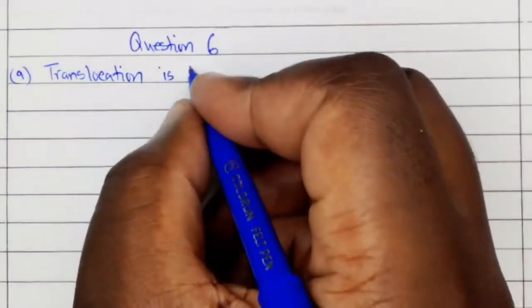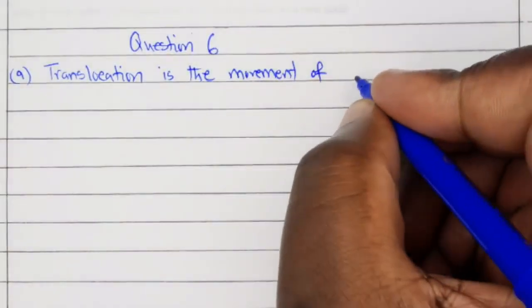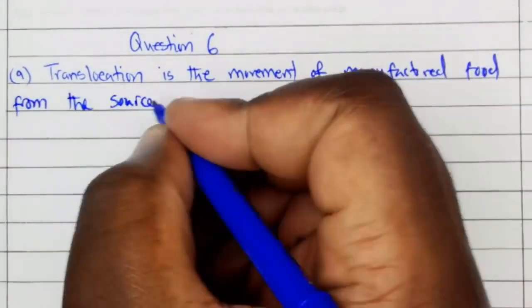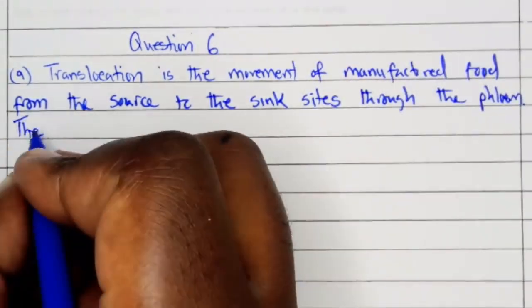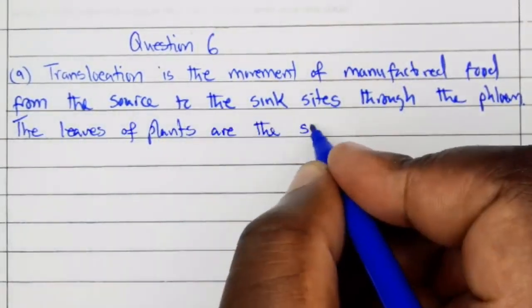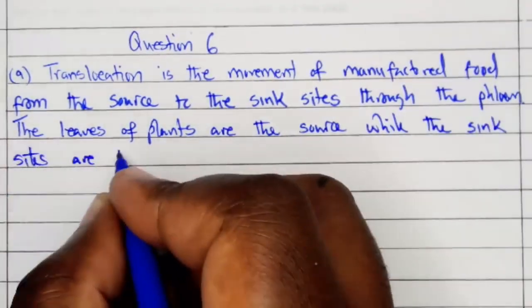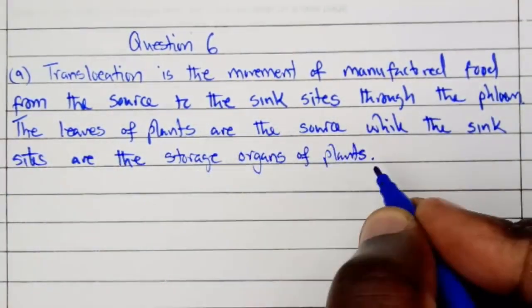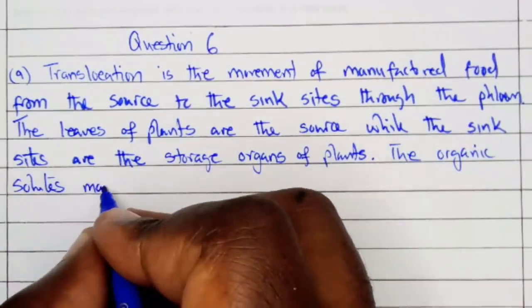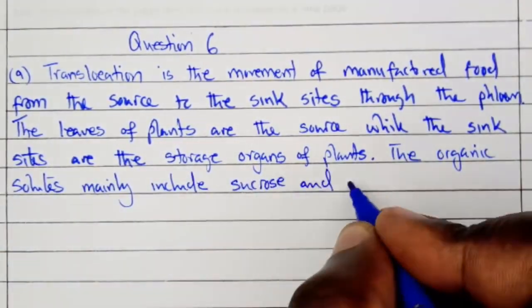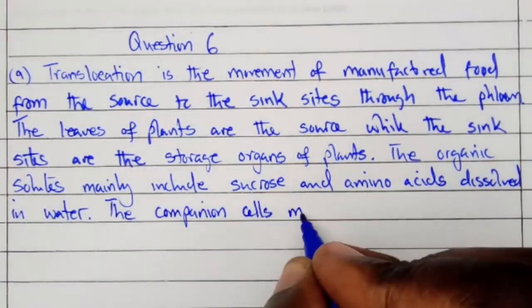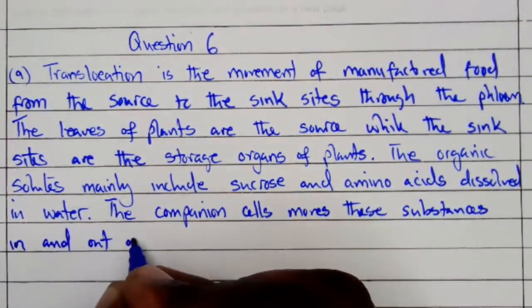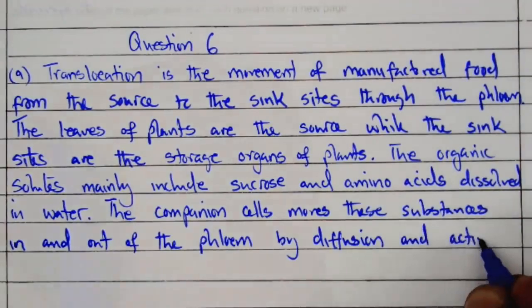Question 6a, translocation is the movement of manufactured food from the source to the sink sites through the phloem. The leaves of the plants are the source, while the sink sites are the storage organs of plants. The organic solutes mainly include sucrose and amino acids dissolved in water. The companion cell moves these substances in and out of the phloem by diffusion and active transport.